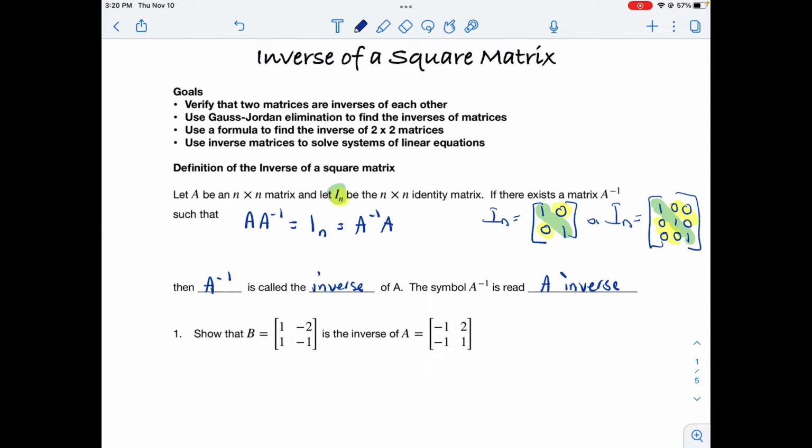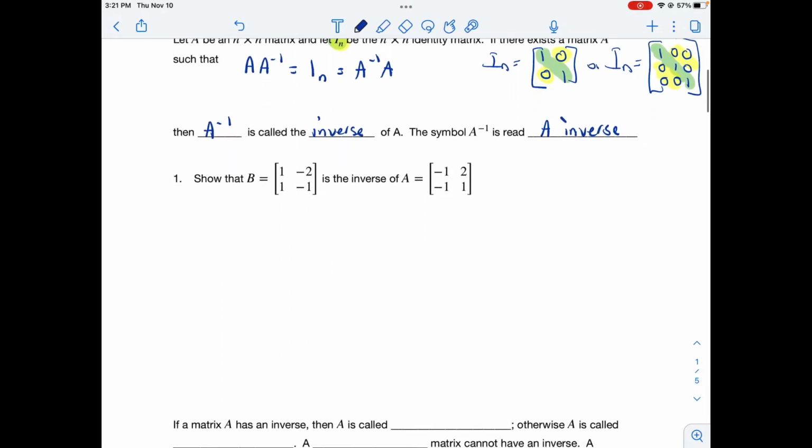Okay, how to show if two matrices are inverses of each other? Well, you do what the definition just did. To show that B is the inverse of A, I'm going to multiply B and A together and see if I get an identity matrix. And if it works one way, it might not work the other way. So then I also have to multiply A times B and see if I get the identity matrix. So we'll start by multiplying B times A.